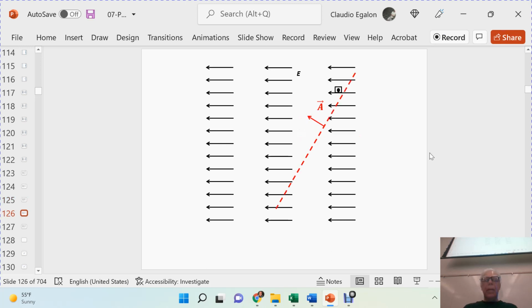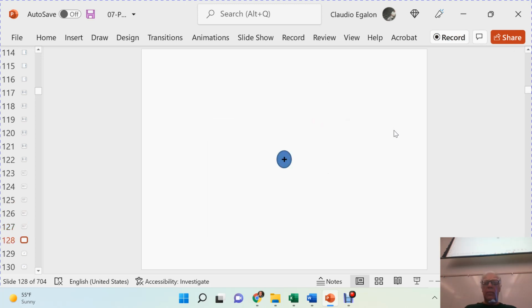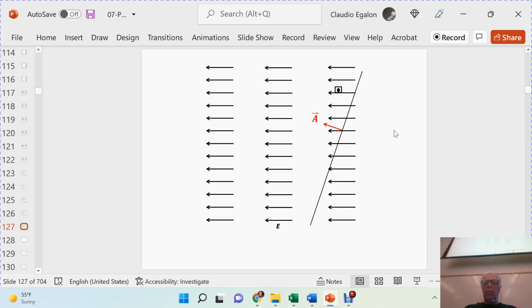Okay. What if we have an angle? Then now we are going to have a cosine of that angle, the cosine of the angle between A and the electric field. Okay? And so on. Here's the surface. Here's the surface.